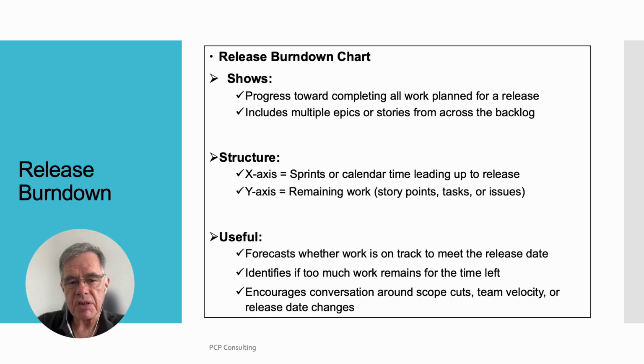Release burn down chart shows progress toward completing all work planned for a release. Includes multiple epics or stories from across the backlog. The structure: X-axis, sprints or calendar time leading up to release. Y-axis, remaining work: story points, tasks or issues.